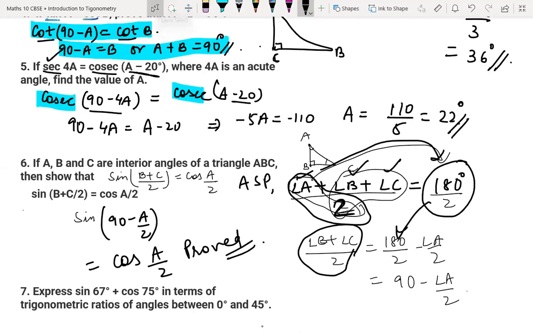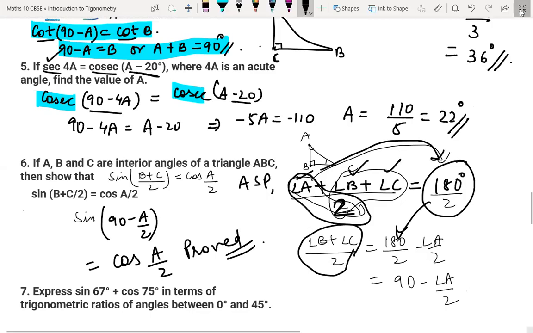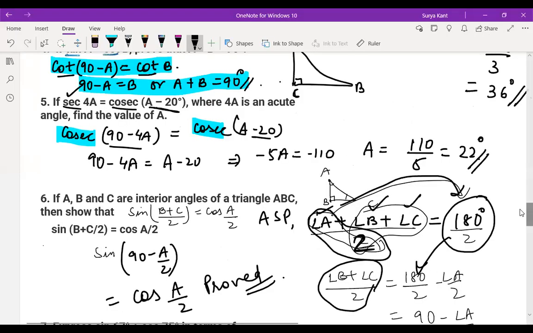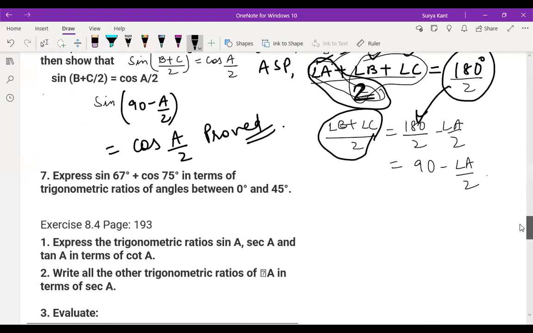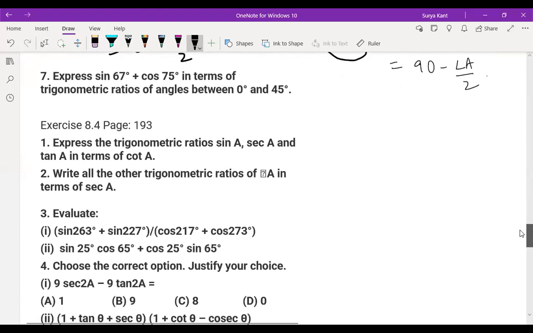If anyone has a doubt, please let me know. Okay, no doubt. The next question is question number 7. This is much easier than all the others. This is the last question of exercise 8.3 and the easiest also.